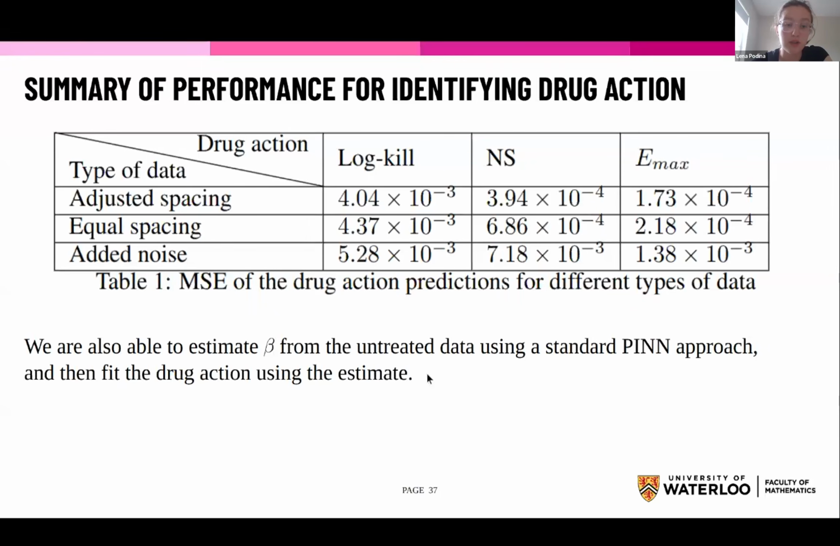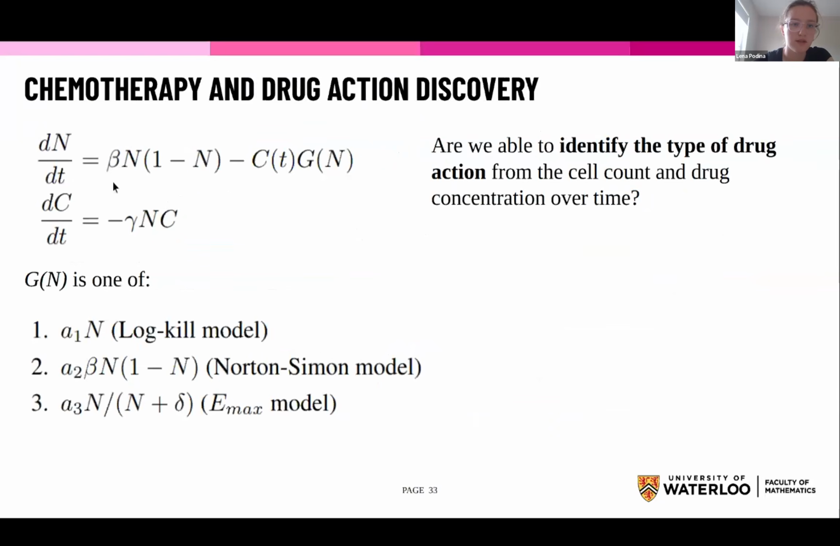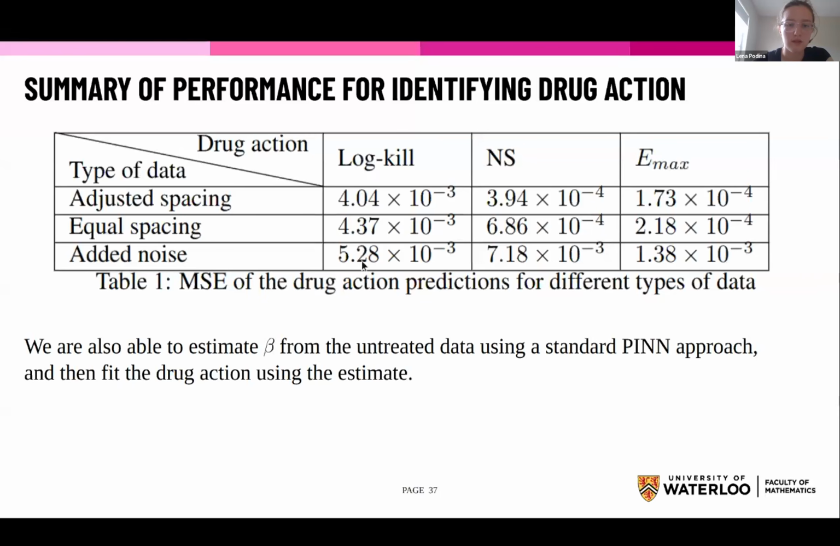The other thing that we were also able to do is estimate beta from the untreated data using the standard continuous PIN approach, and then fit the drug action using the estimate. By beta, I mean this proliferation rate here. So you can estimate beta and then use the estimate in the subsequent estimations of the drug action. We were able to do that with good accuracy as well.